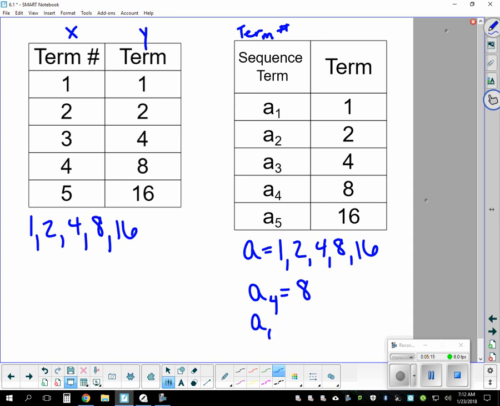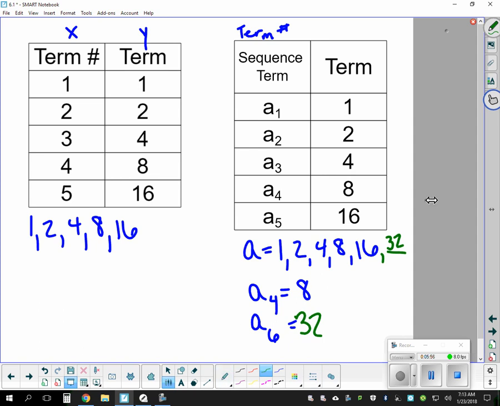What if I asked you what A sub 6 is? Well, if I ask you what A sub 6 is, you have to continue your sequence and find the next number in the sequence. So what's the pattern? What are you doing to each of these numbers? Hopefully you are thinking that you're multiplying by 2. So to find your next term, you multiply by 2 again. 16 times 2, 32. So A sub 6, the sixth term in your sequence, is 32. And you could keep doing that to find any term in the sequence.